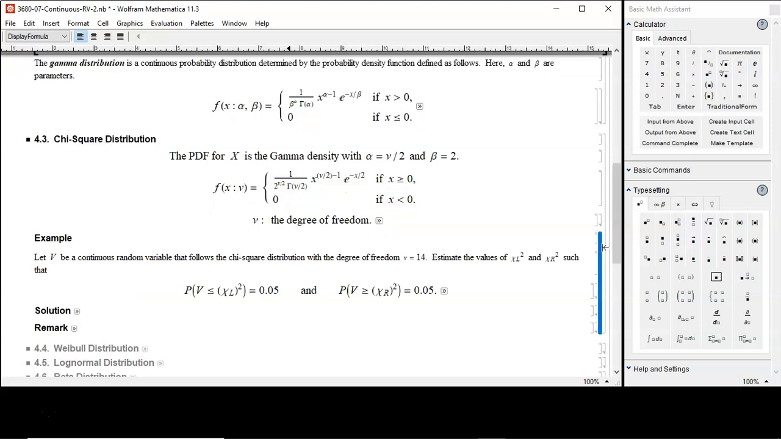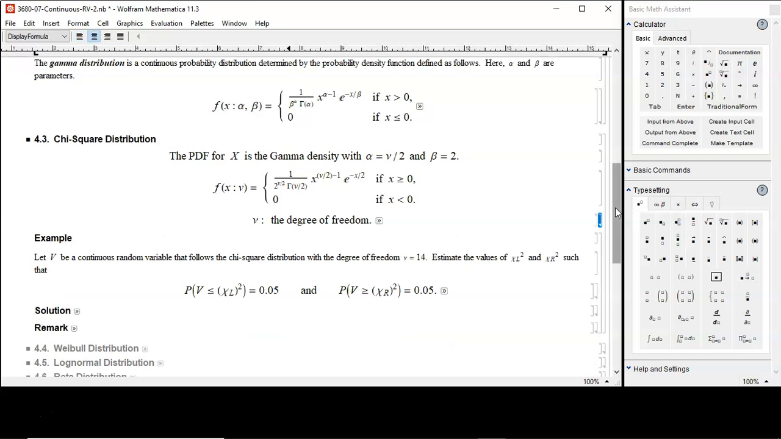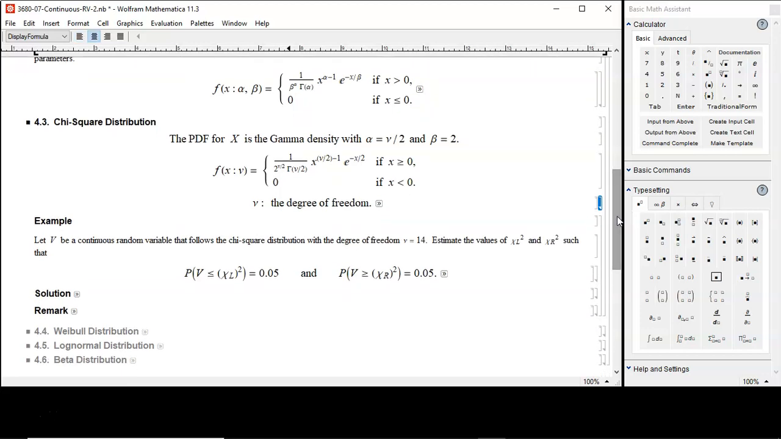Here's an example. Let V be a continuous random variable that follows a chi-square distribution with a degree of freedom nu equals 14. So according to this, the sample size must be 15. See, n-1 is 14. All right. Estimate the values of chi L squared and chi R squared so that V is less than this quantity with probability 5%, and V being greater than that quantity is again 5%.